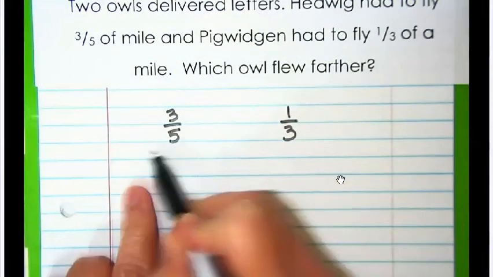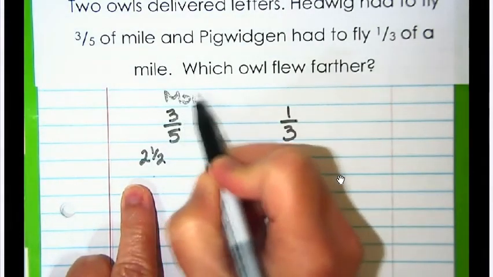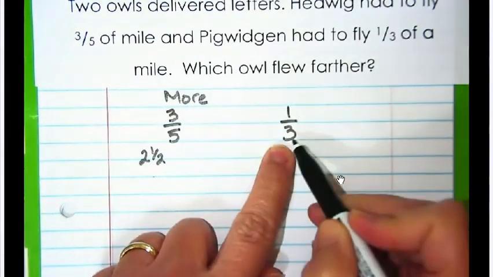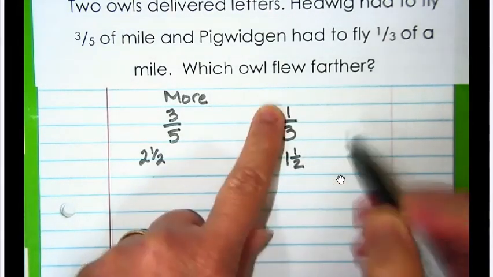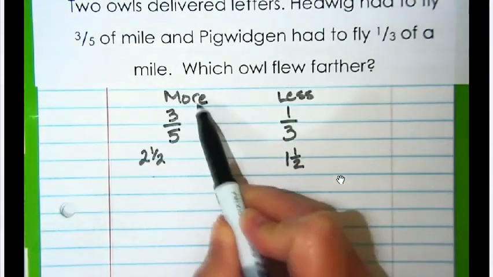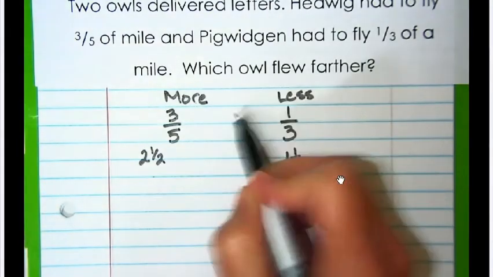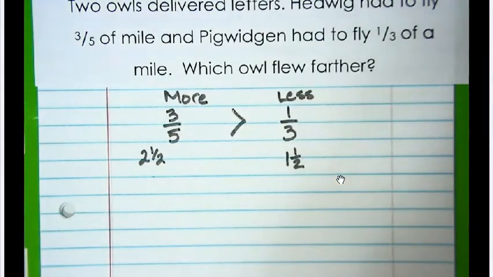Half of 5 is 2.5, and I have 3, so that is more. 1/3, so half of 3 is 1.5. I only have 1, so it's less. More than half is greater than less than half. So 3/5 is more. Hedwig flew farther.